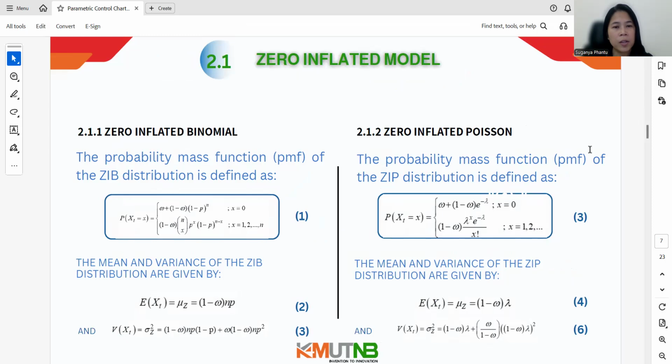This study focused on two zero-inflated models. The first is the zero-inflated binomial model, or ZIB. This model is suitable when the data have a binomial structure but contain more zeros than expected. The second is the zero-inflated Poisson model, or ZIP. This model is used when the data follow a Poisson pattern but also have excessive zero values. Both models include a zero-inflation parameter, which represents the probability of extra zeros in the process.